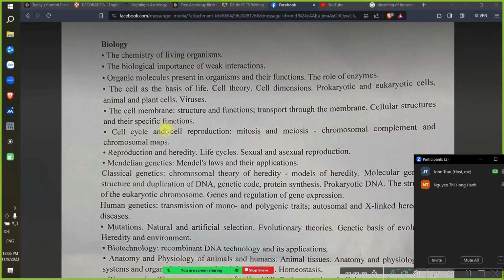I'm going to talk about the cell cycle and cell reproduction. Mitosis and meiosis. Will you talk about reproduction and heredity as well? Heredity, life cycles, sexual and asexual reproduction. Shall you talk about that as well? No, I think there's too much to cover on the mitosis and meiosis.